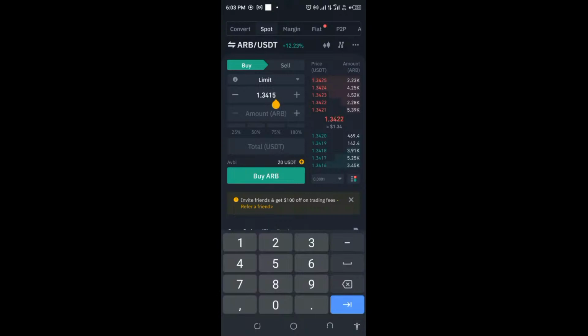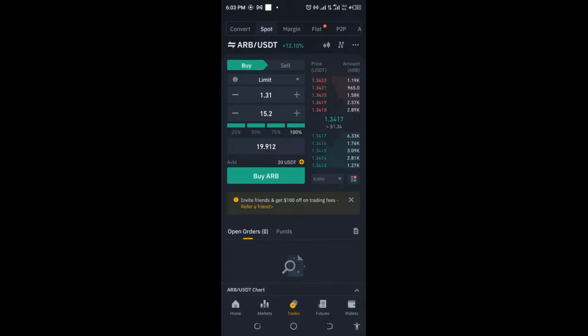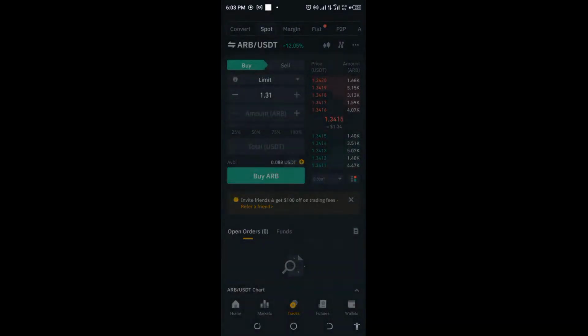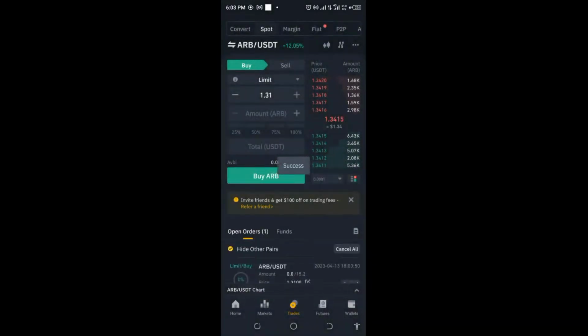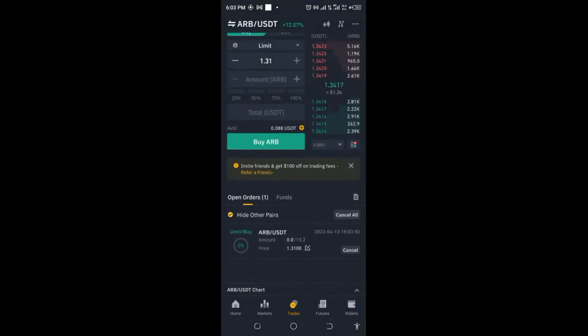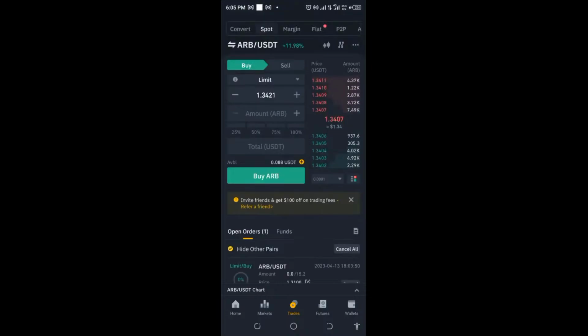No, let's go ahead and put 1.31. All right, let's do this. I'm going to pick up the 100%. It's giving me 19.91, it's giving me 15.2. I go ahead and buy. Okay, so currently we're in the queue. Let's see how long this takes, and I'll be back to give you the results. See you shortly. All right, I'm back, but I just remembered something.